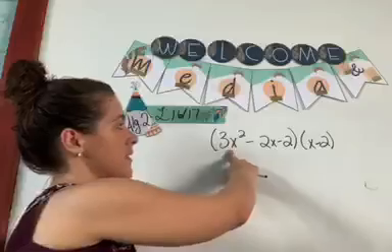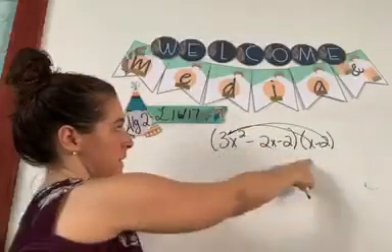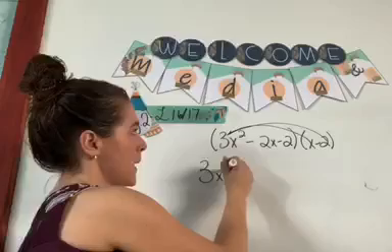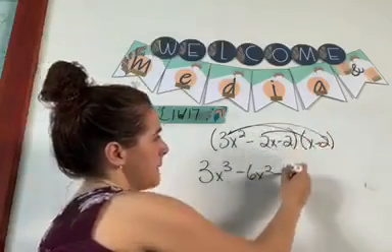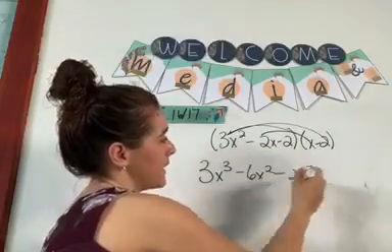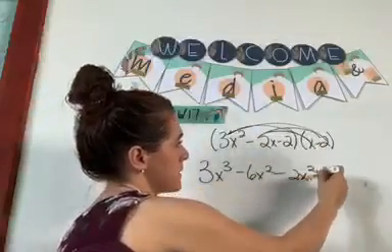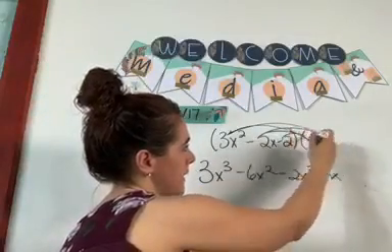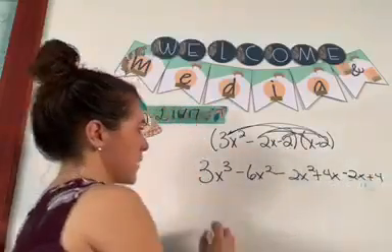We have 3x squared, make sure it hits everything over here. So 3x squared times x is 3x to the third, minus 6x squared, okay, then this one needs to hit minus 2x squared. Be careful with your signs, okay, you guys? Then this one is going to be plus 4x, and this one's minus 2x, and this one's plus 4.